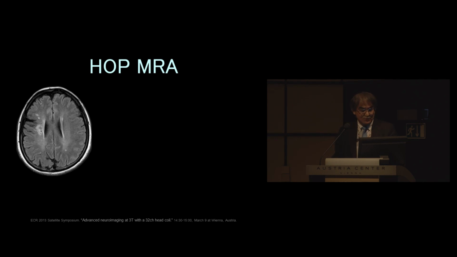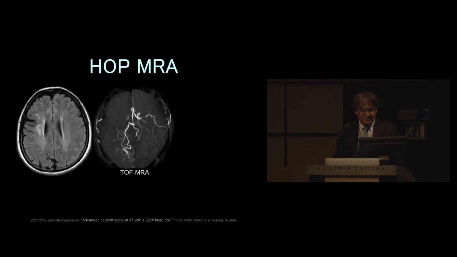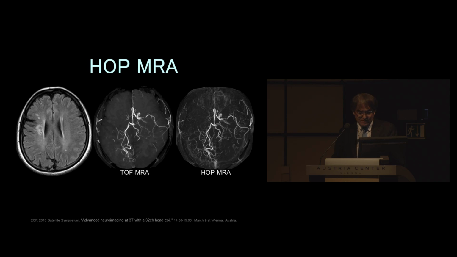And this is the actual case. When there's a corona radiata infarction, if you use just time of flight MR angiography, there is non-visualization of the right ICA and MCA. However, if you choose to use HOP, then you can better visualize some more circumferential or collateral arteries, and more detailed distal arteries can be visualized using it.